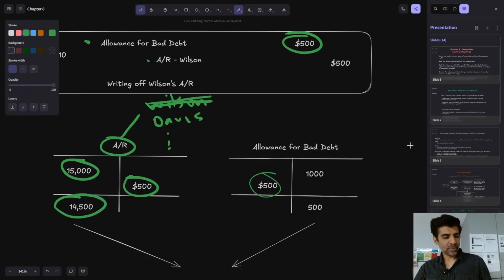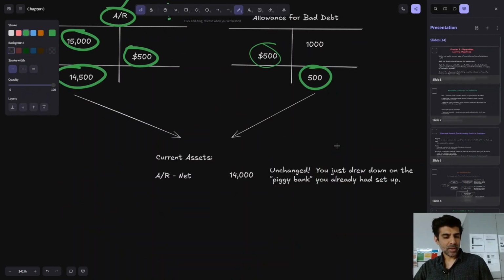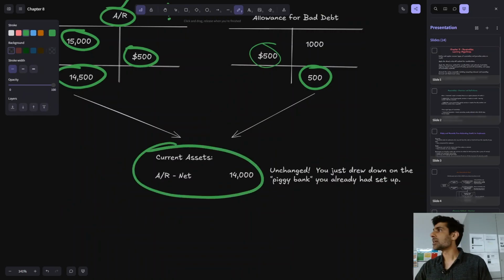So this is going to get reduced. This is also going to get reduced. Okay. The net has not been changed, right? We have a 14,500 debit balance here and a $500 credit balance. The net amount is unchanged. Now, does that make sense?